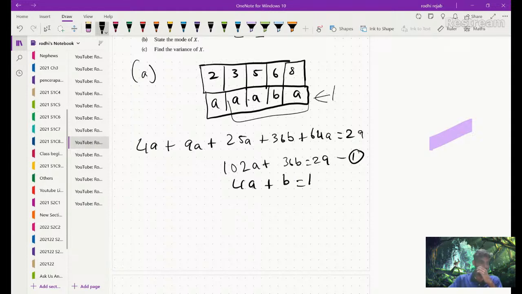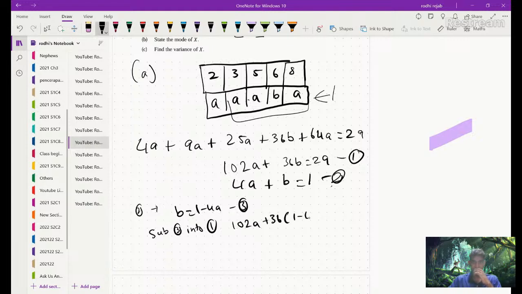There are many ways of doing it. From the second equation we can make b equal to 1 minus 4a, and then substitute into the first. So you'll get 102a plus 36 times (1 minus 4a) equals 29. Then it's just a matter of expanding. At the end we'll get negative 42a equals negative 7, and a equals 1 over 6.